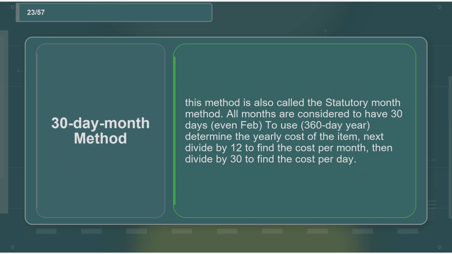Flashcard 23. Term: 30-day month method. Definition: this method is also called the statutory month method. All months are considered to have 30 days, even February. To use the 360-day year, determine the yearly cost of the item, next divide by 12 to find the cost per month, then divide by 30 to find the cost per day.